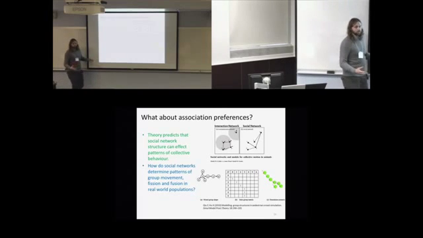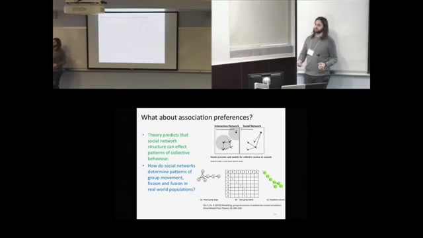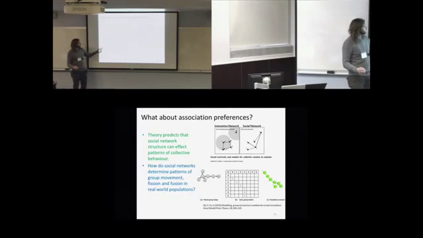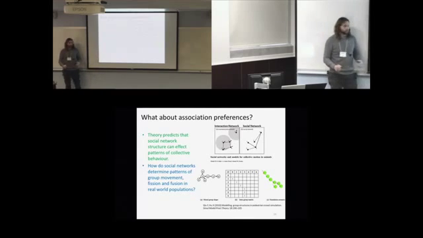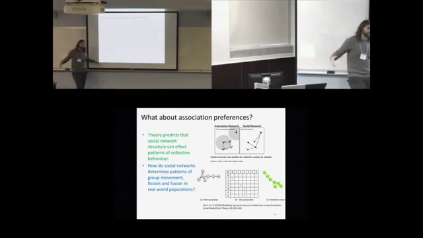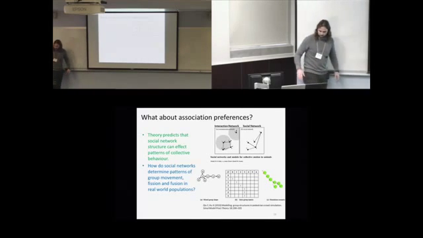But really, we know there's no empirical data here, and I think this is a really exciting area for future work. So how do social networks determine patterns of group movement, fission and fusion in real-world populations? And what's the feedback there between also being involved in collective behavior, and how does that influence an individual's social network?